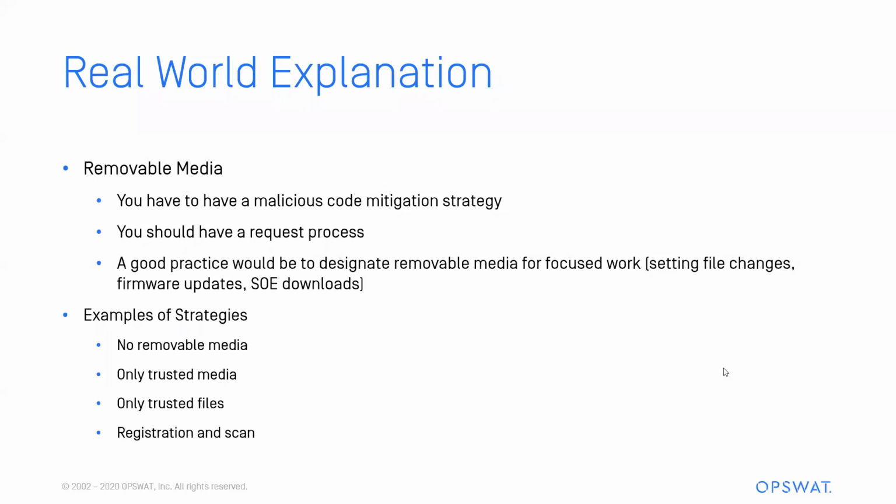Removable media. Again, you have to have a malicious code mitigation strategy. You should have some type of request process so someone's not just running out to Best Buy or grandma's house to get the removable media stick. There should be some type of request process to get that from the regulated entity or from the appropriate vendor. But there should be some type of tracking and authorization of the removable media for field use versus for personal use as well as business use.